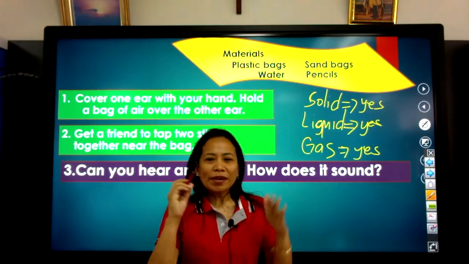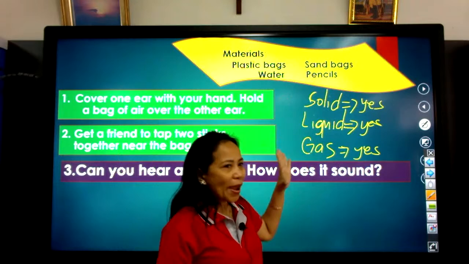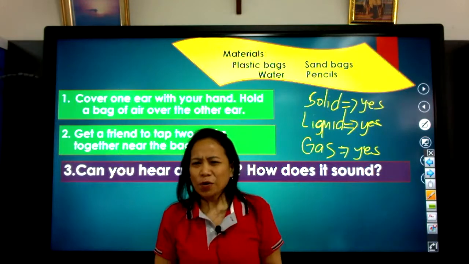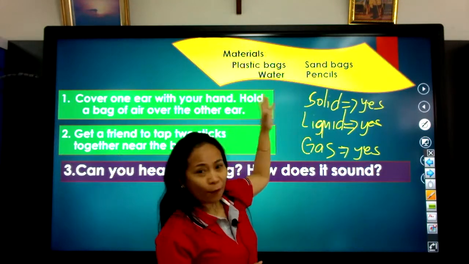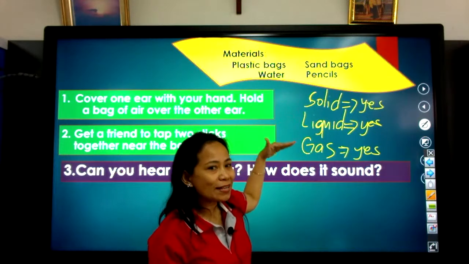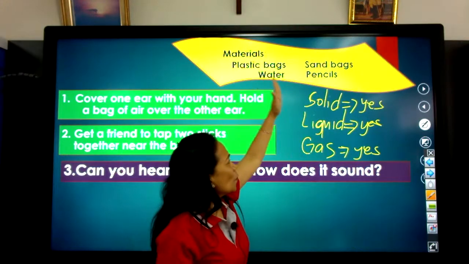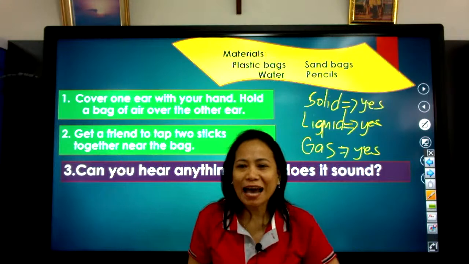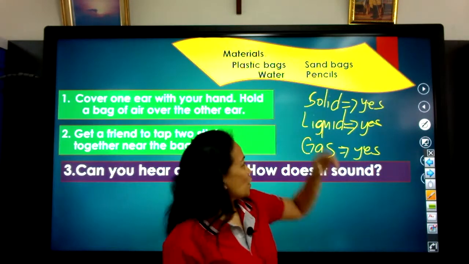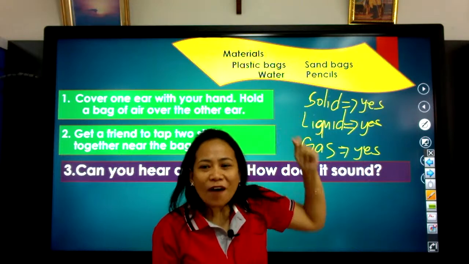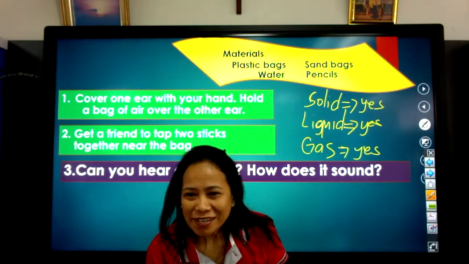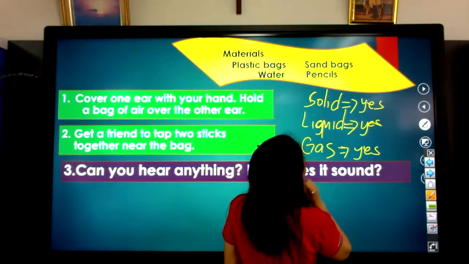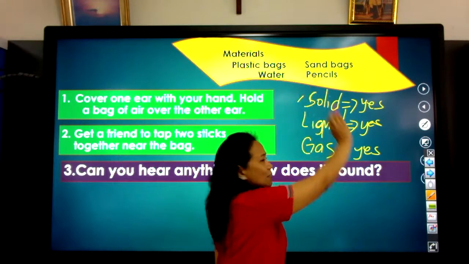And then, when comparing the sound transmission or travel in solid, liquid, and gas, which medium, okay? What I said, solid, liquid, and gas are also called medium. So which medium is the loudest or has the fastest transmission of sound? Which medium is the fastest? Yes, very good. Yes, solid is the fastest. Okay, so this is the fastest, the solid one.